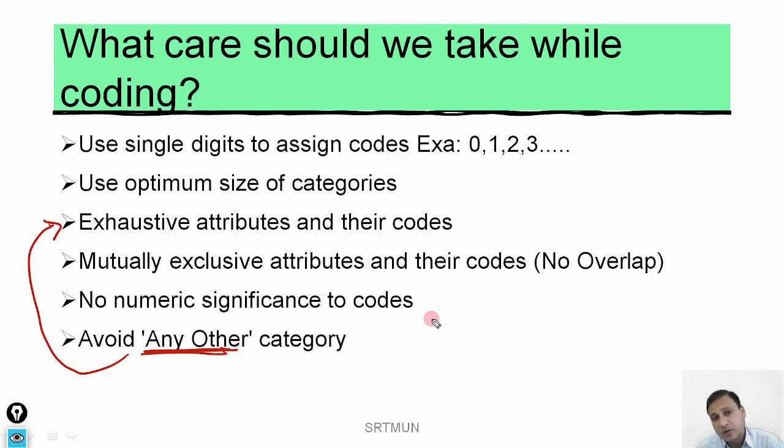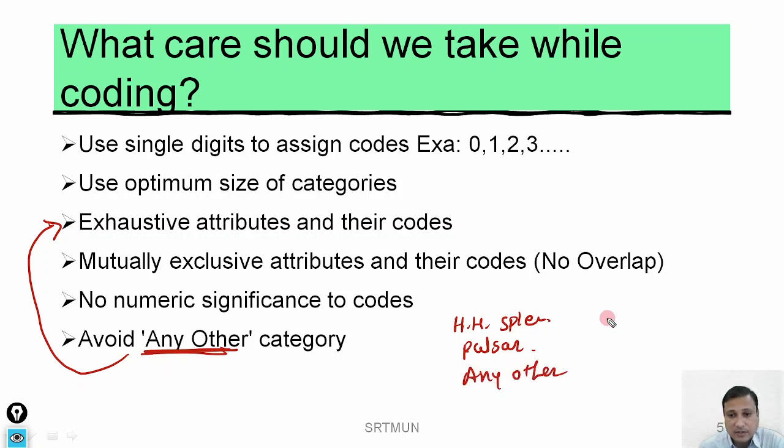For example, if I am asking my respondent, which bike do you like most? And I have classified my data like this: Hero Honda Splendor, suppose, and the other bike is, say, Pulsar. And the third category is any other. And the codes I have assigned are 1, 2 and 3. Will it be fruitful data? Will it give us very useful information?